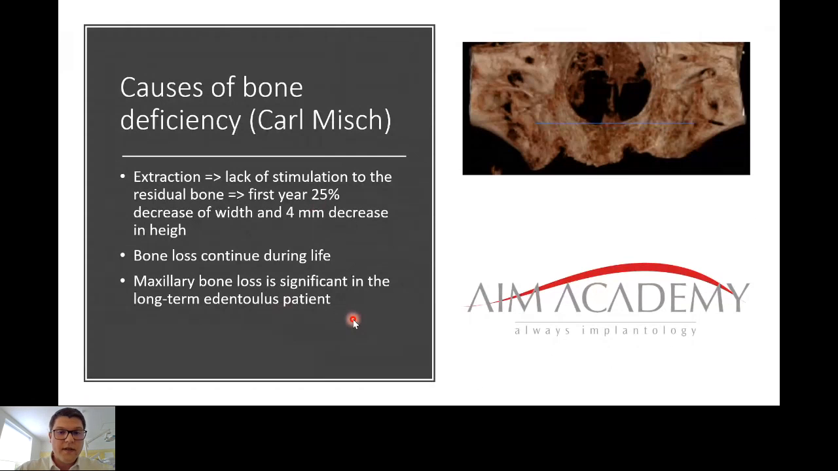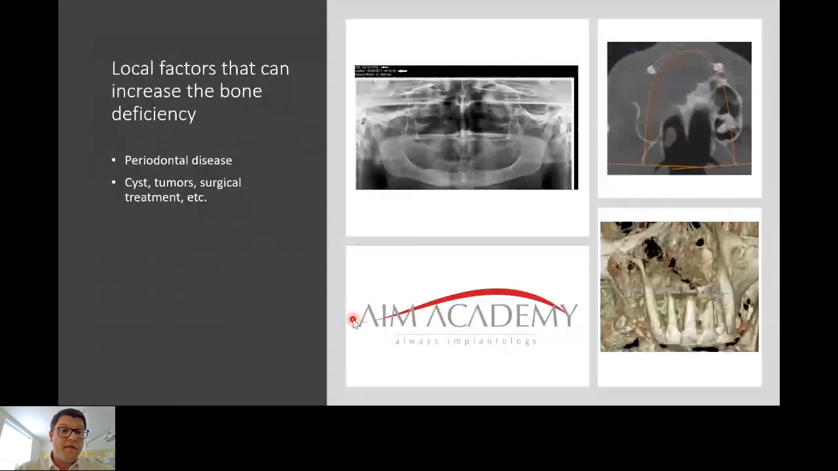Also, from my current practice, I saw that the metabolic age of each patient is very important. For instance, if you have a younger patient and you make an extraction, you ask him, okay, what do you intend to do after you make that extraction? And he will say, okay, I don't know. I'm thinking maybe I will put an implant. You should tell that patient, especially if he is young, that he has higher chances to lose a lot of bone than an older patient because the metabolism is more active in those types of patients. Also, there are some local factors that can increase the bone deficiency.